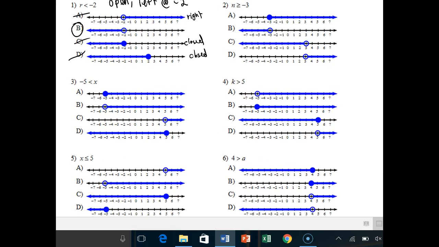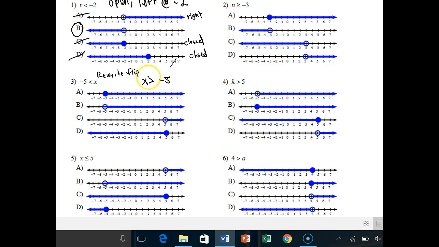Now, take a very, very careful look at number 3. Notice how the variable is on the right-hand side. X is on the right-hand side. I need to rewrite this. Whenever the variable is on the right-hand side, I need what's called a rewrite flip. So rewrite it as x is greater than -5. I have not changed that inequality at all.